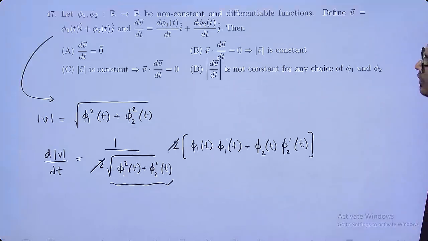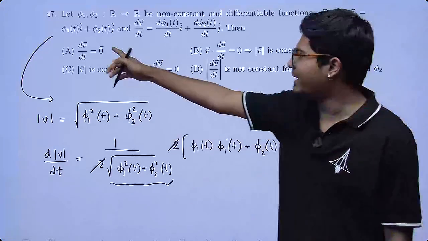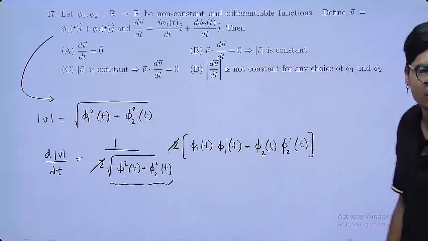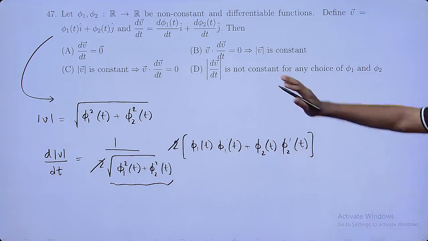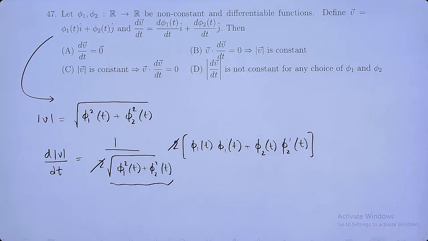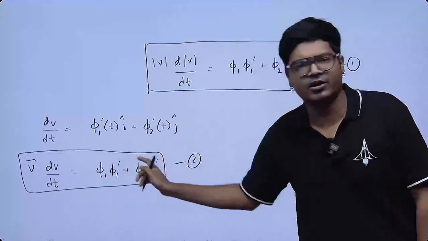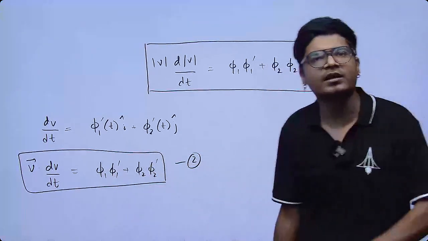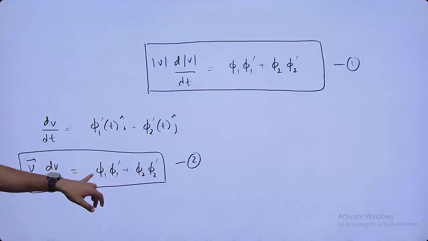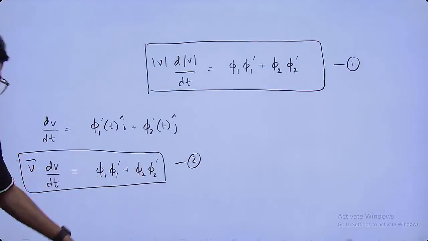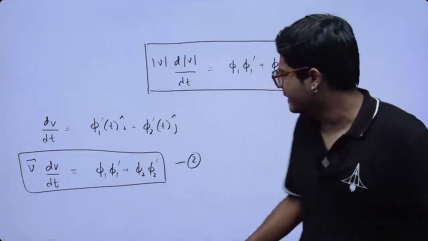Cool. Now look at the options. Is dv by dt always equal to 0? No, right? Because phi1 and phi2 are not given to you. So we can't really say that dv by dt is always going to be equal to 0, because this quantity might not always be 0. Phi1 and phi2 are two random functions, they're not given to us. So for every choice of phi1 and phi2, this quantity is not going to be 0, right? So option A can't be correct.